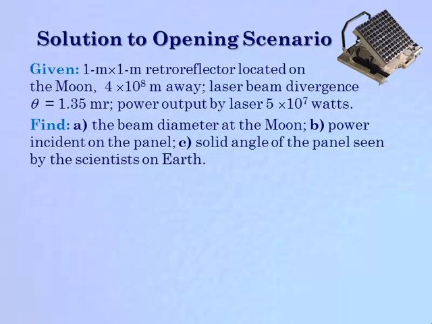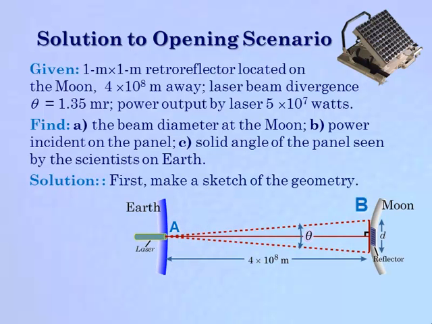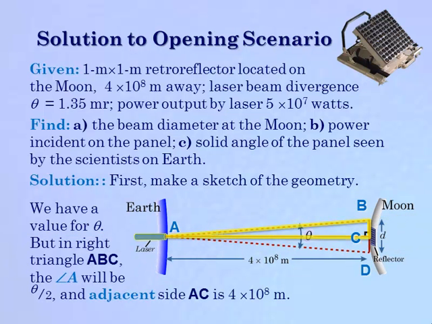Alright, so let's find the beam diameter when it reaches the moon. So as always, let's go ahead and make a sketch of the geometry. And so we have the Earth and the moon, and the beam is spreading with an angle theta. And we'll label those points as A, B, C, and D. And you'll notice that we have a triangle. That's A, B, C. So let's just look at that triangle. And in that case, the angle A in that triangle is actually half of theta. So we'll say theta over 2, and the adjacent side, which is the distance between the Earth and the moon, is AC. So we know the angle, which is theta over 2, and we have the adjacent side.